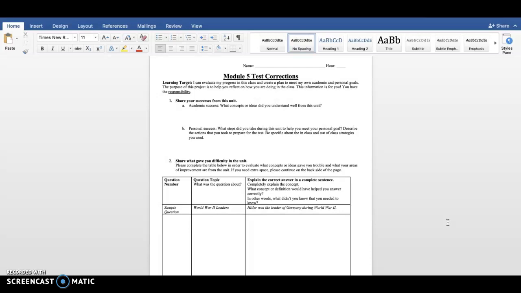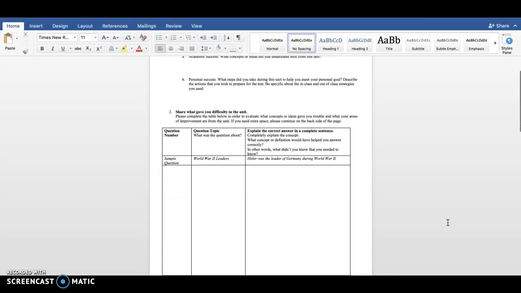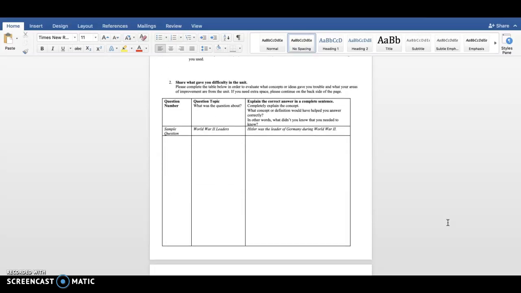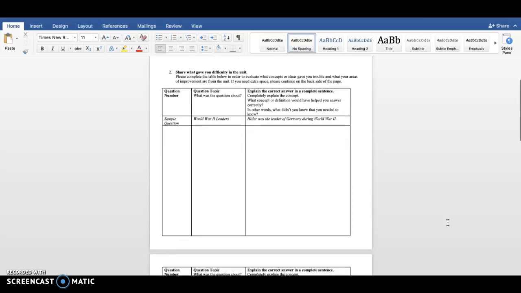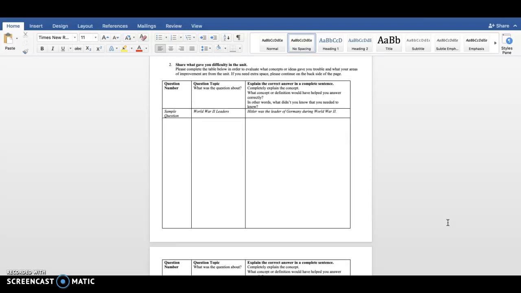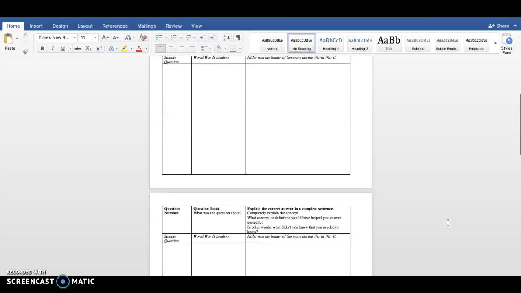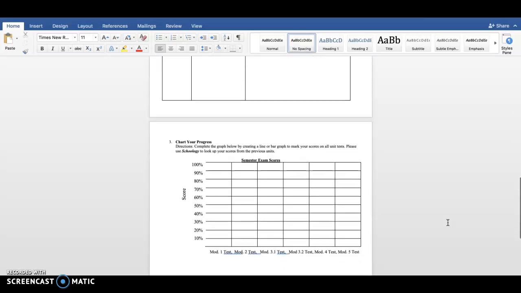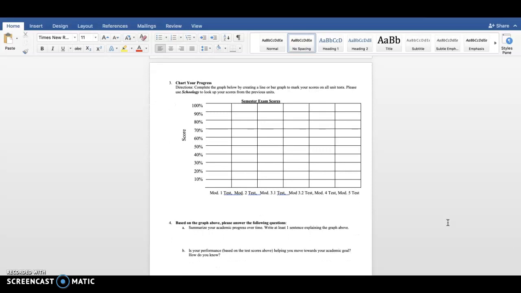Next, I asked them, what are your personal successes from the unit? How did you study for it? A lot of the times they're honest. They'll say, well, I completed this one thing to study, but maybe I could have done another thing. That's up to them. Then I have them do the actual corrections. So they write the question number, they put the question topic, and then the correct answer. A lot of the times they have to search for the correct answer. I don't just tell them the correct answer. So then they have an opportunity to do that.